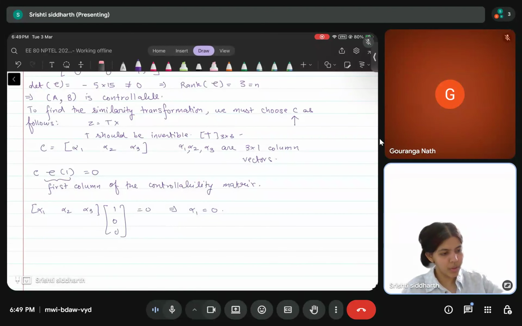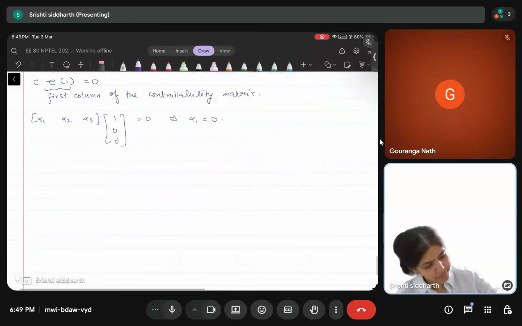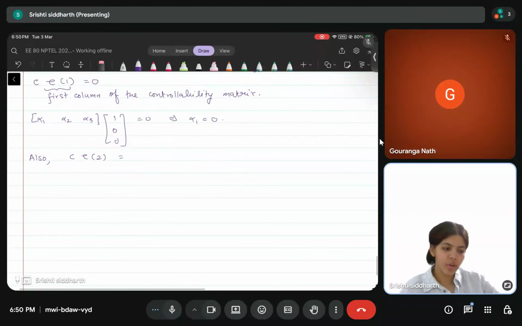So just to note, we use C to obtain the transformation matrix T. So the transformation times the second column of the controllability matrix should be 0.